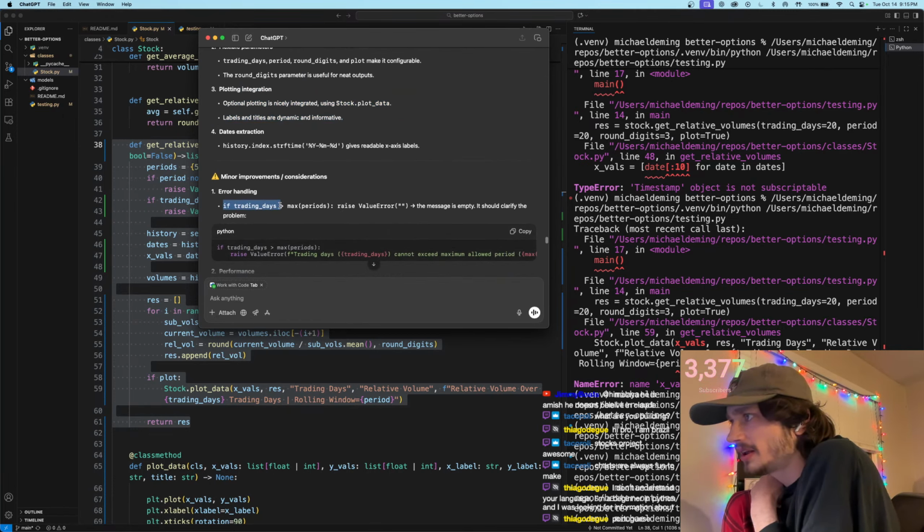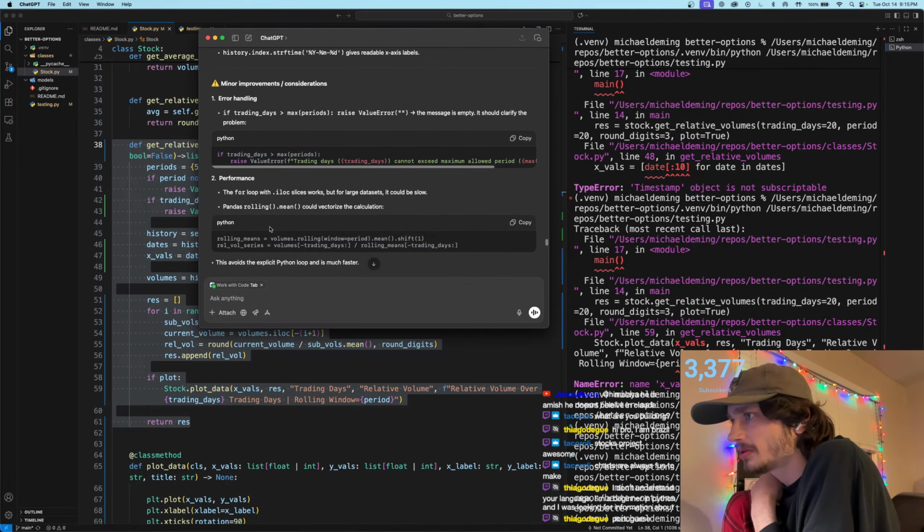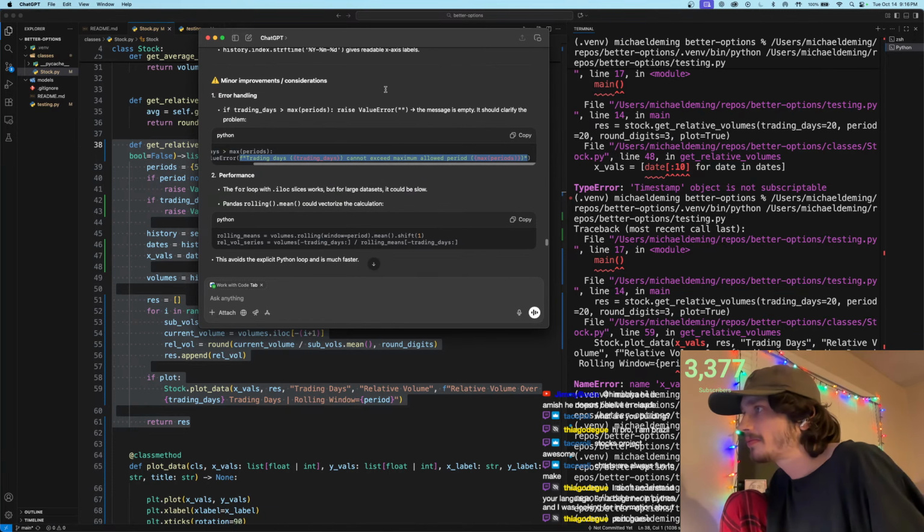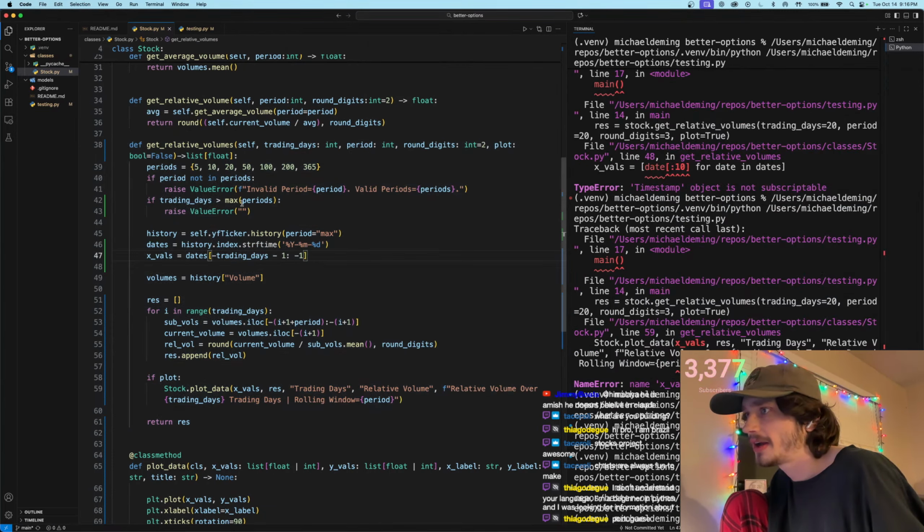So if trading days is greater than the max periods, raise a ValueError. Okay, I need to put that error there, which is fine. I'll take what it says. It'll make my life easier. I'll take the string. Why not?